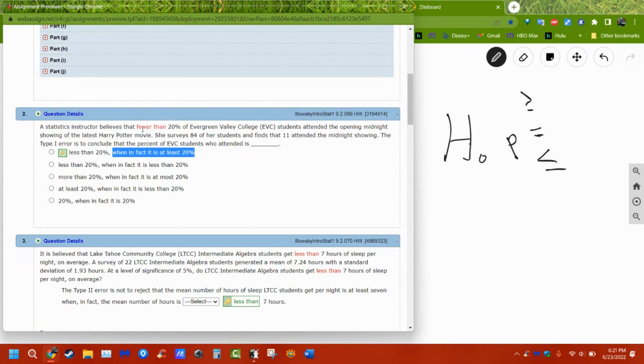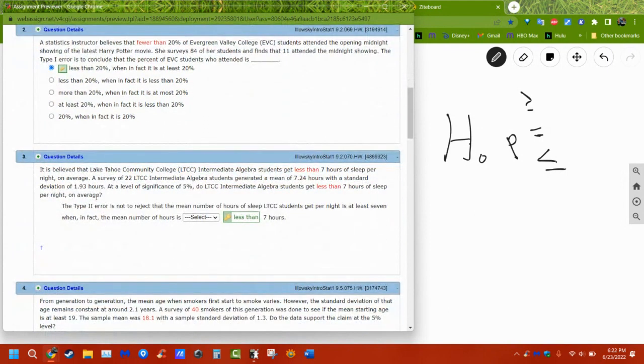This is going to change for you guys. Some of you are going to have more than, some of you are going to have at least, some of you are going to have at most. So this will change, but it's going to be in this range. So the fewer than is going to be the same as fewer than. If this is at most, then again, we have this one here. When in fact it is 20%. That seems like an odd one. So you're going to have to figure out from this word here which one is going to match up to this. So if this is the alternative, we're assuming that this is true when actually it's not.